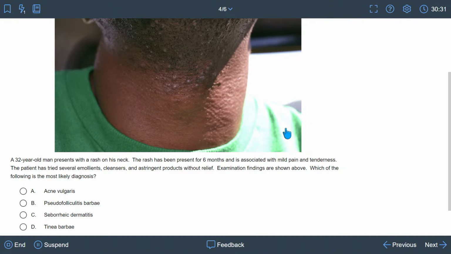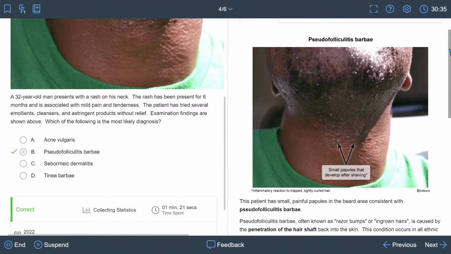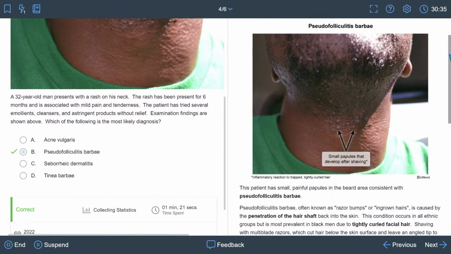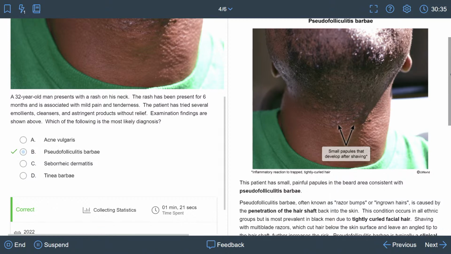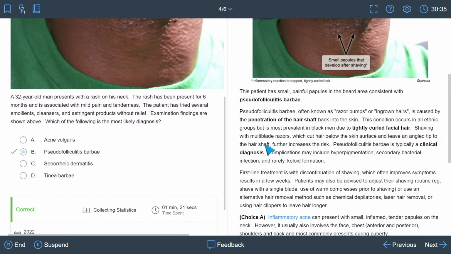Now the answer for this question is B, Pseudofolliculitis Barbae. So as we see on the explanation side, this is going to be characterized by small papules that develop after shaving. So it's kind of right in that area where a man would be shaving to get all of that off of his neck. It is small, painful papules that are consistent with Pseudofolliculitis Barbae. It's often known as razor bumps or ingrown hairs.